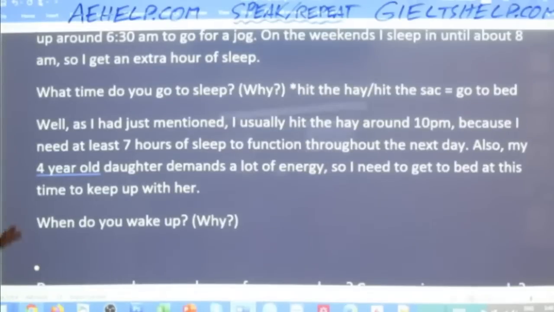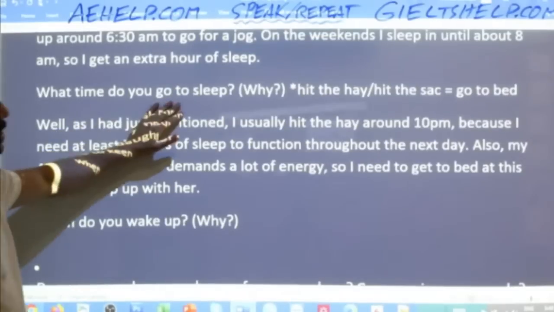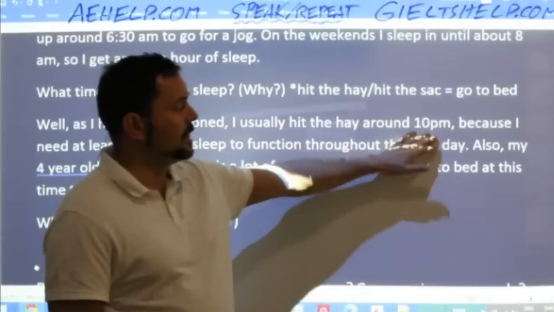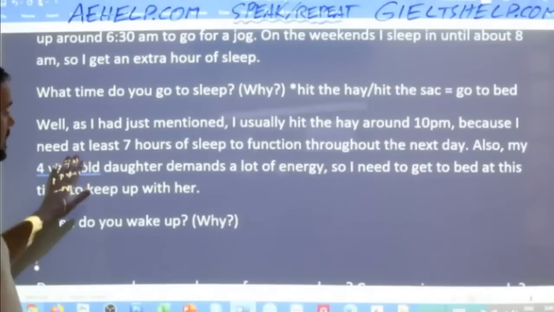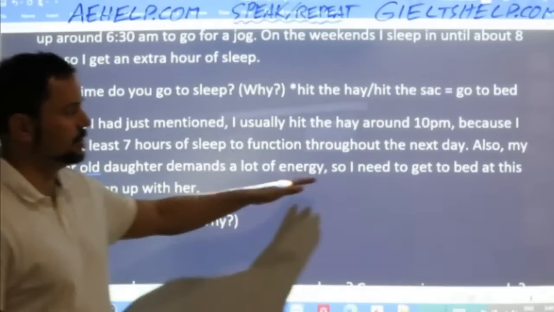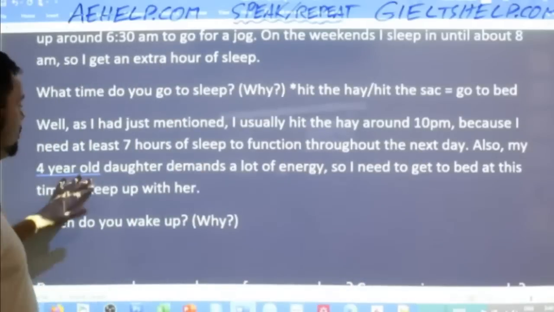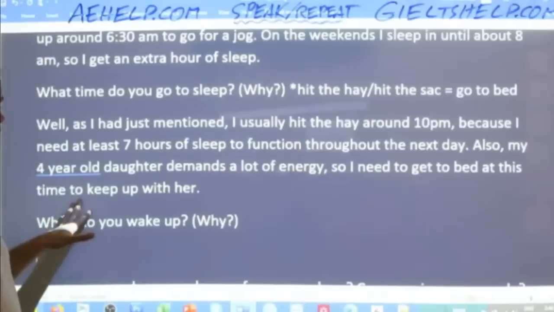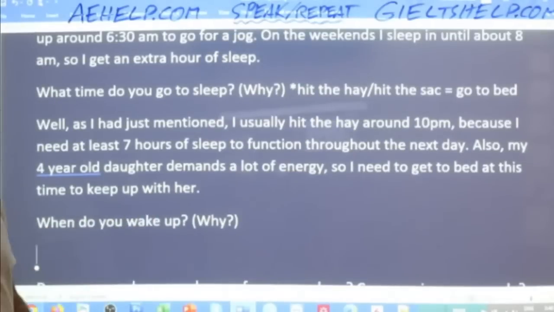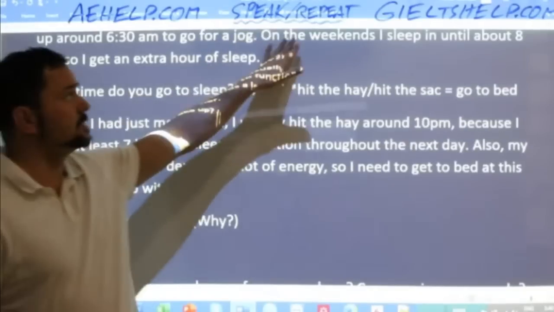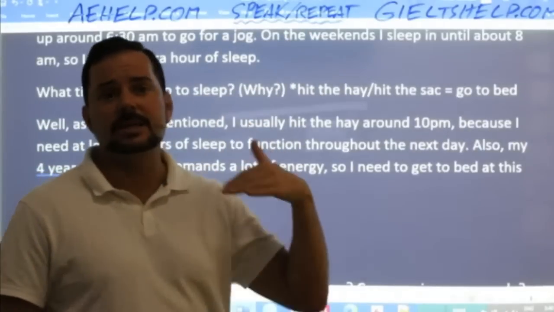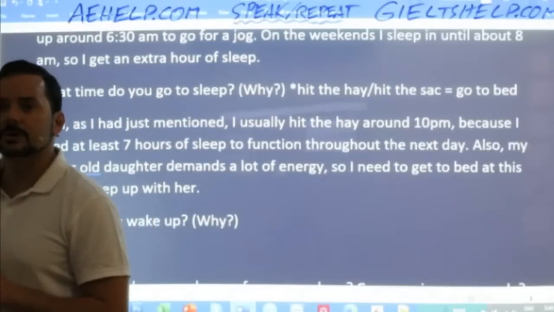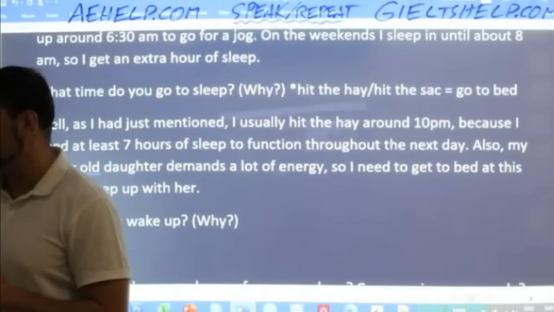Okay, so here we go. Repeat after me. What time do you go to sleep? Well, as I just mentioned, I usually hit the hay around 10 p.m. because I need at least 7 hours of sleep to function throughout the next day. Also, my 4-year-old daughter demands a lot of energy, so I need to get to bed at this time to keep up with her. Okay, good. So again, students, speak and repeat. Remember, speak and repeat. Very important.